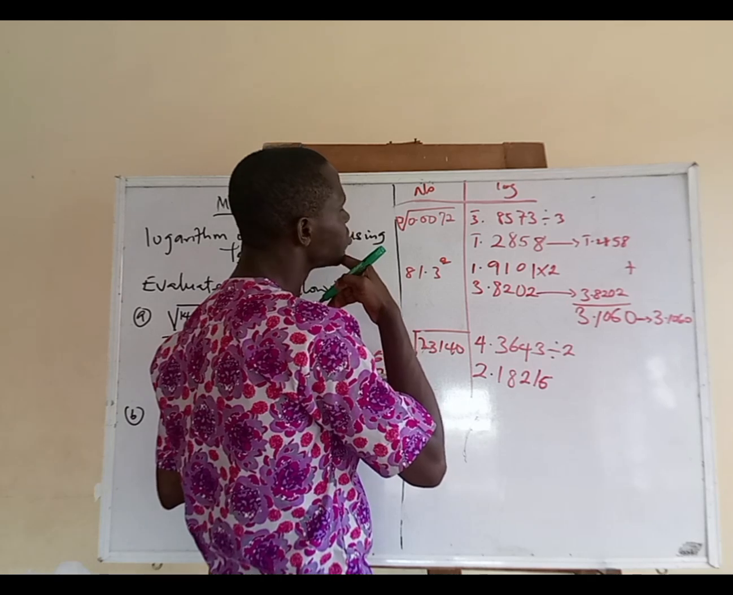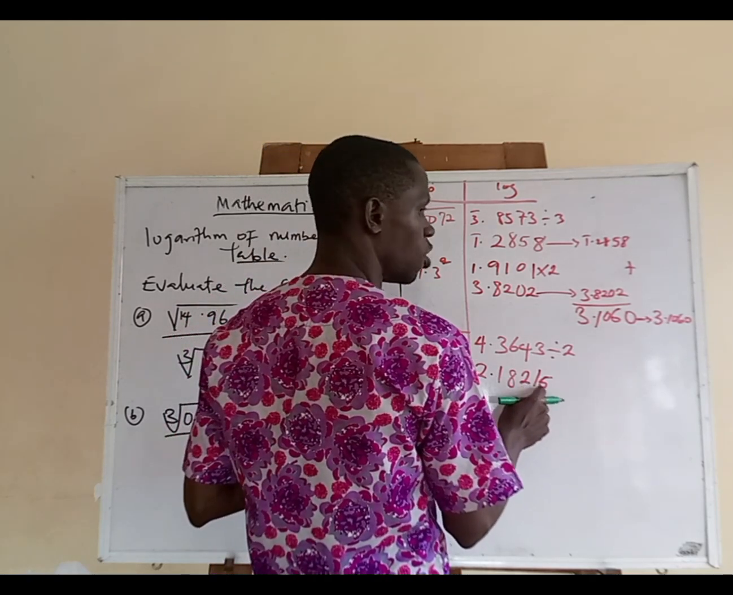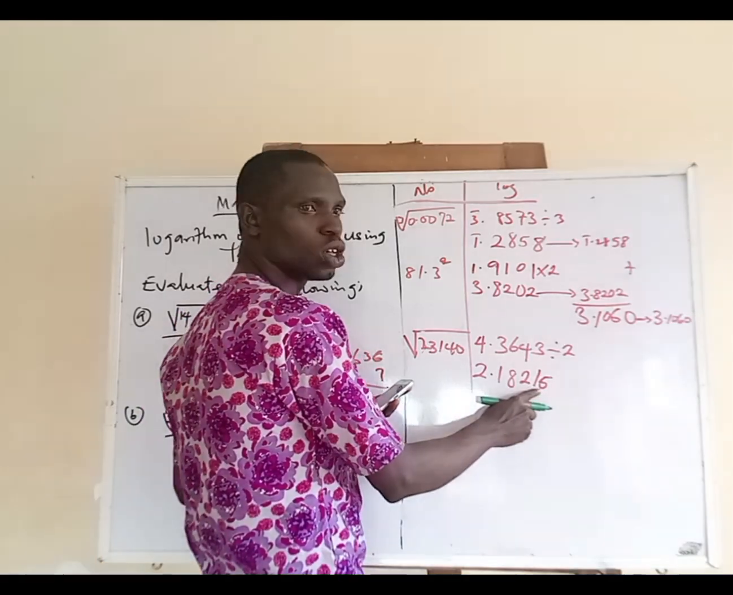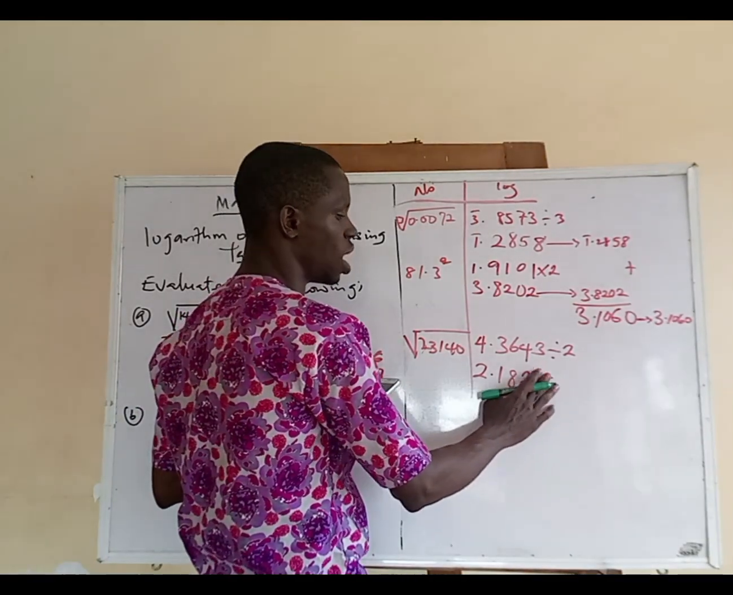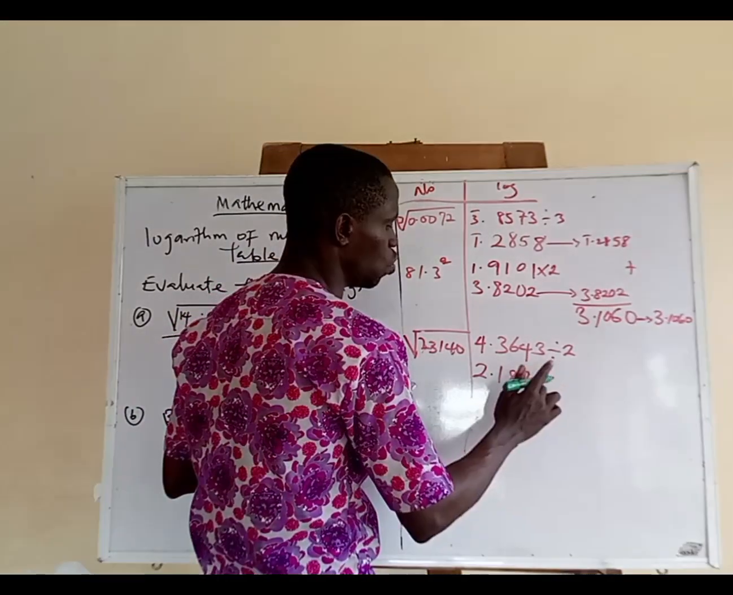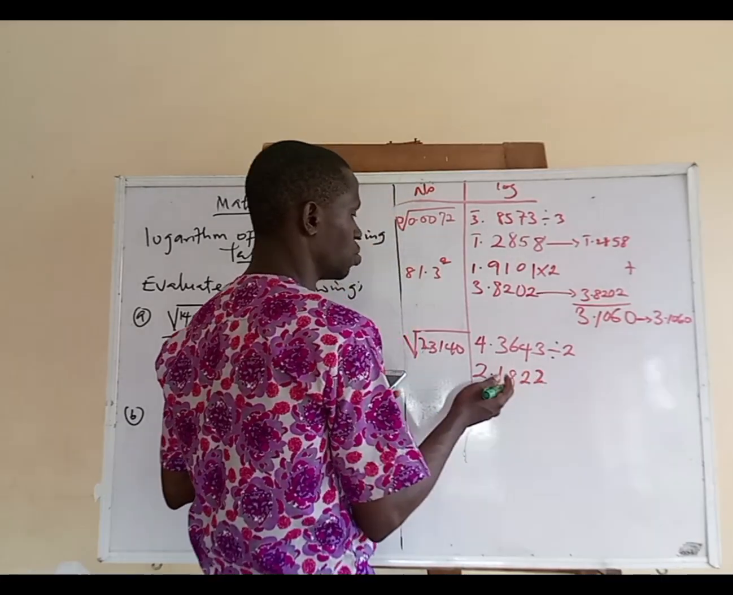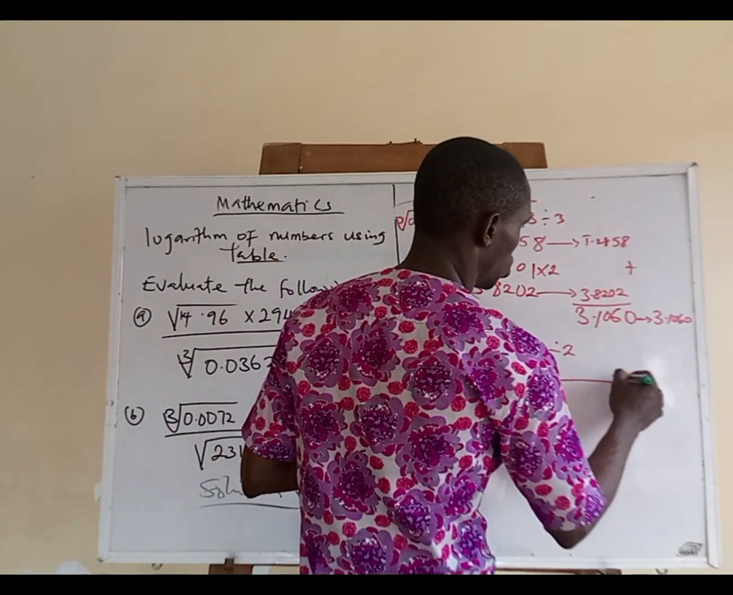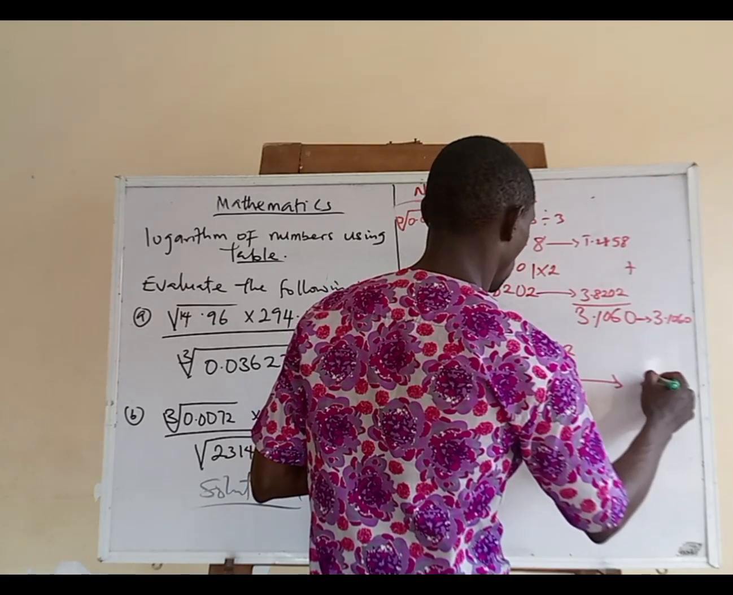So that's it: 1, 2, 3, 4, 5. Don't forget we are using decimal place. Approximate is 5, so this 5 approximately becomes 1. Then you add 1 to this to give you 2. Okay, so this is the answer when you divide by 2. So we said you bring it out under this.